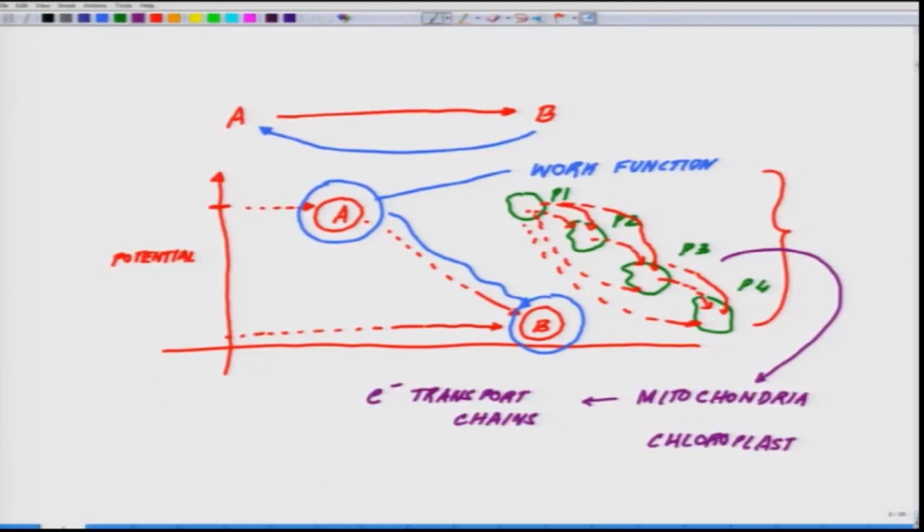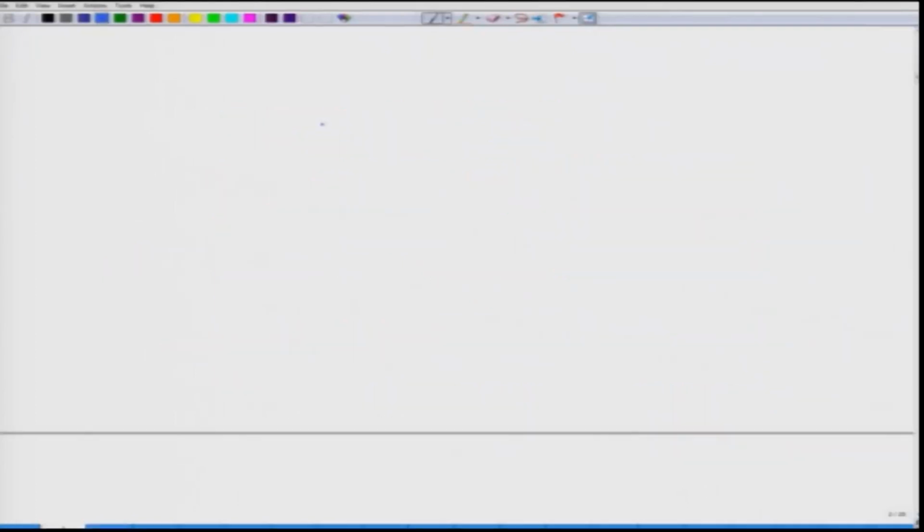Now, when we talk about flow of charges, now comes the next concept. Conceptually, now there are two processes which happen in nature. One process is called oxidation, the other process is called reduction.